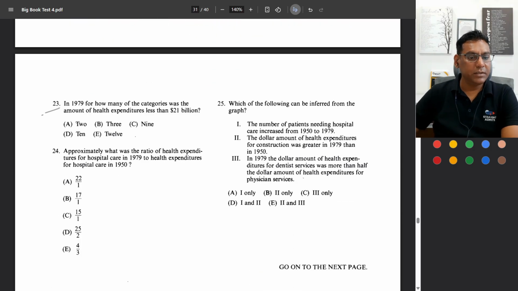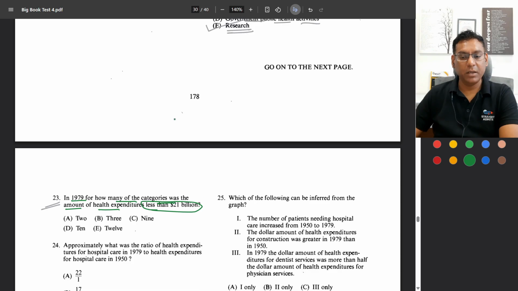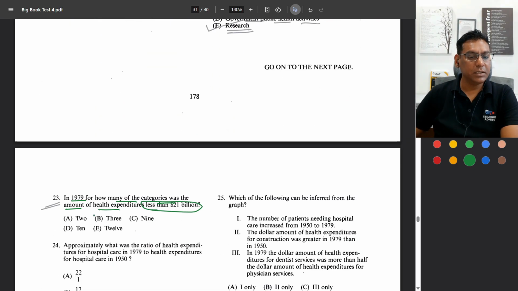Let's see question 23. In 1979, in how many of the categories was the amount of health expenditure less than $21 billion? Okay, they are asking for absolute number. The amount of expenditure has to be less than 21 billion. What was the total expenditure? 212 billion. Okay, so 21 billion is what percent of 212 billion? Roughly 10%.